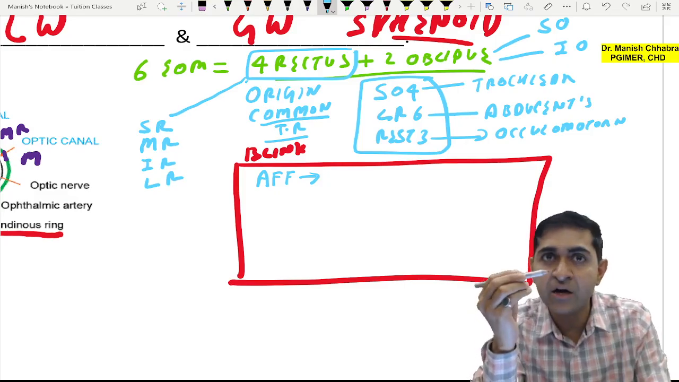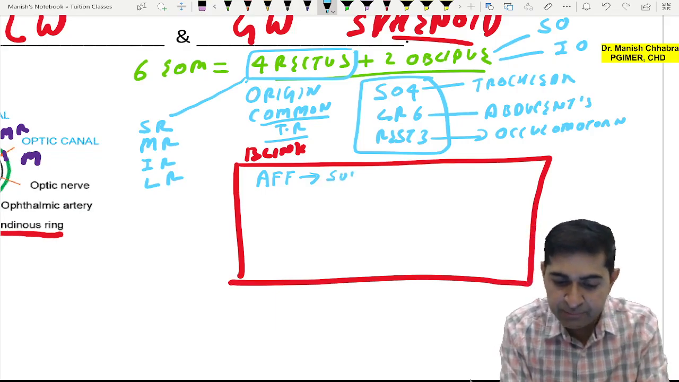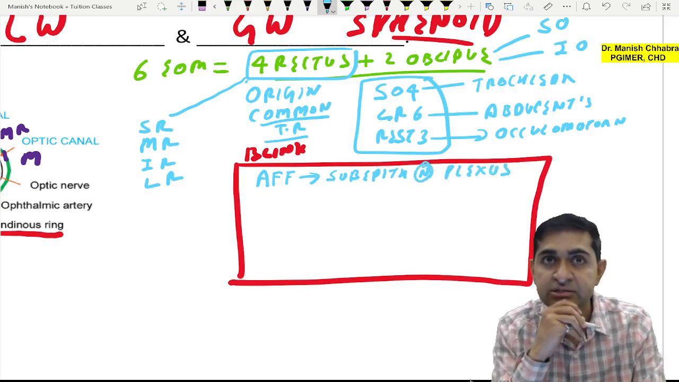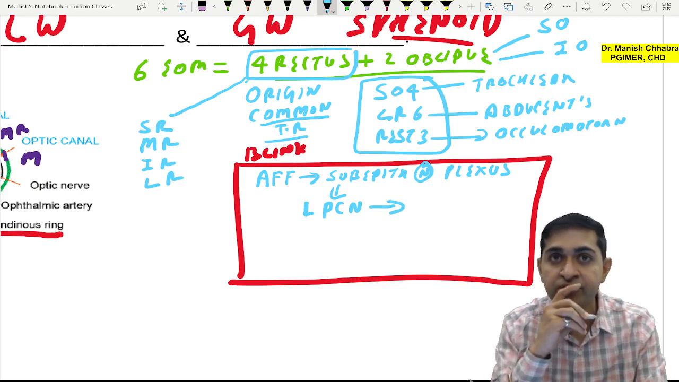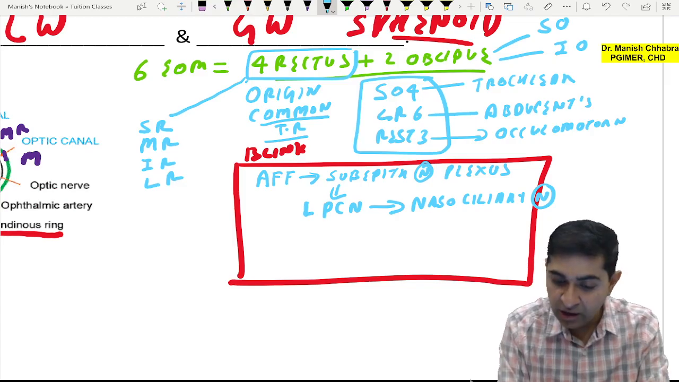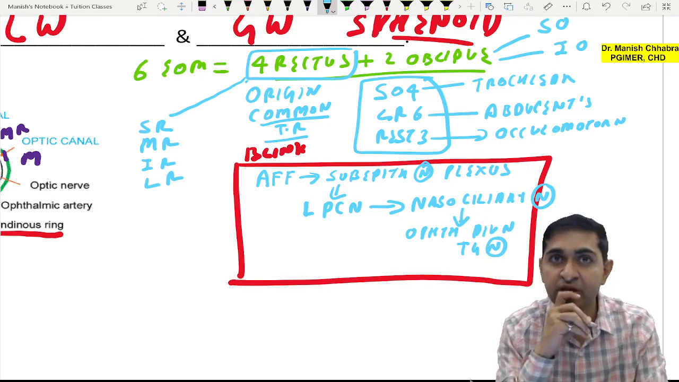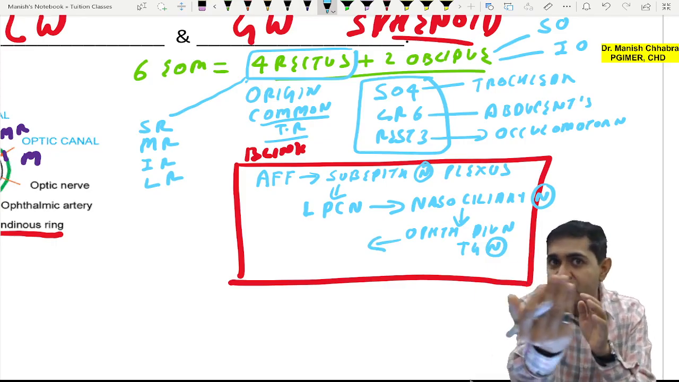So the afferent pathway is: when you take a cotton wisp and touch it on the side of the cornea, it is going to stimulate the subepithelial nerve plexus, from which the impulse will go to the long posterior ciliary nerve. Then the impulse will go to the nasociliary nerve, then to the ophthalmic division of the trigeminal nerve. So now the afferent pathway is completed.